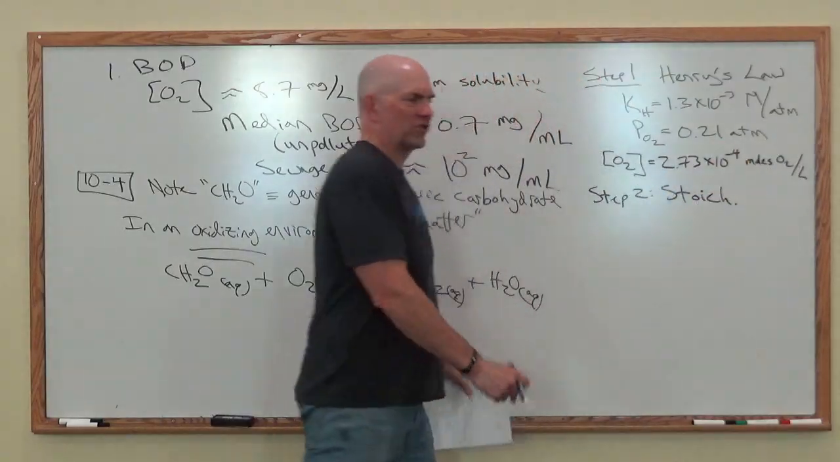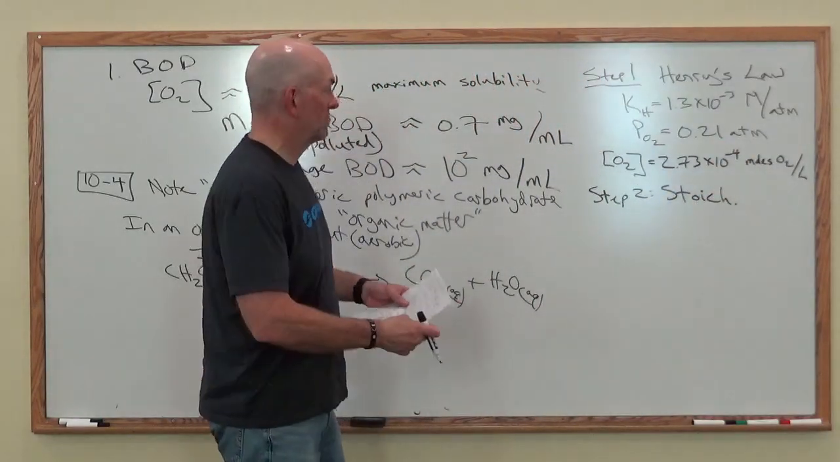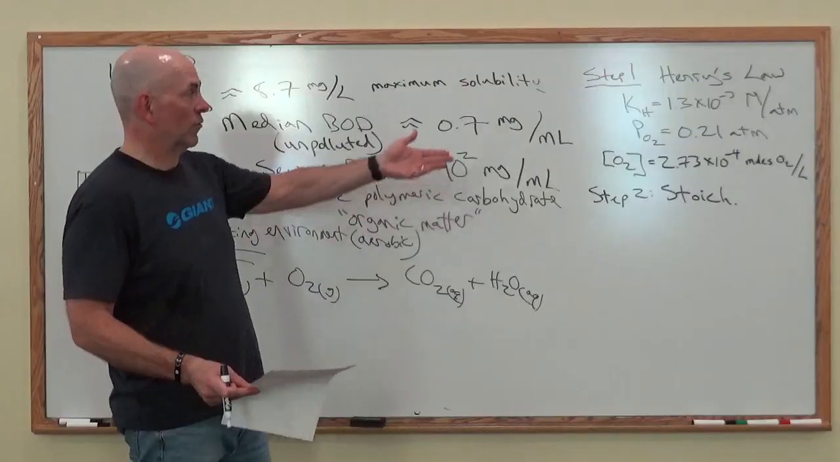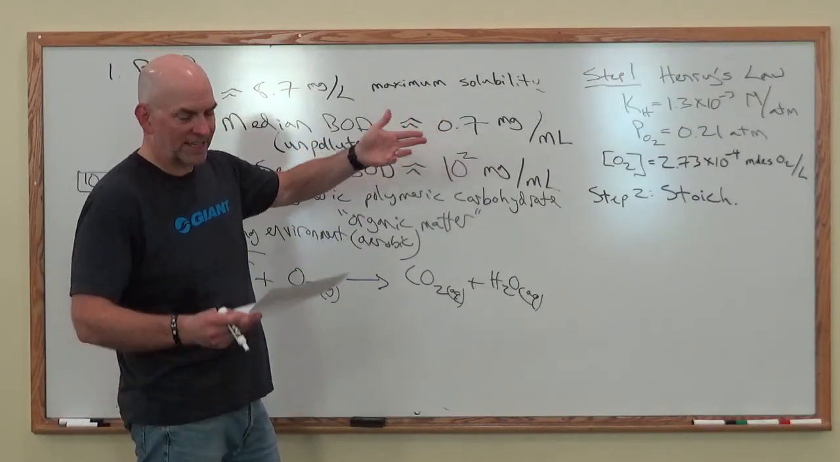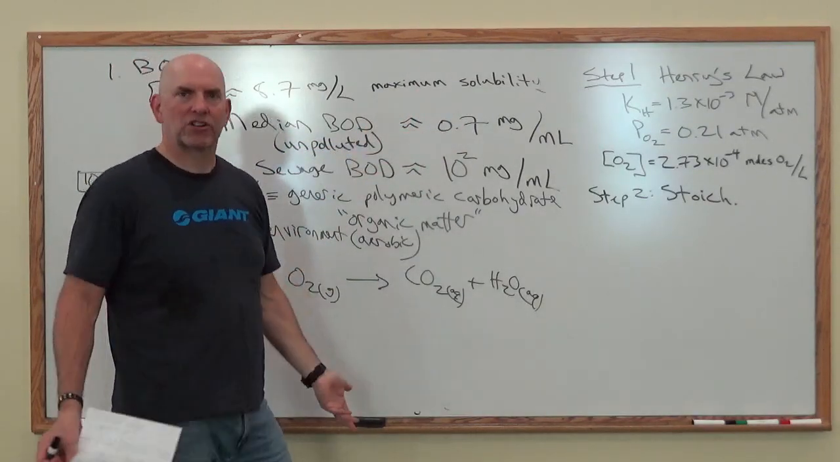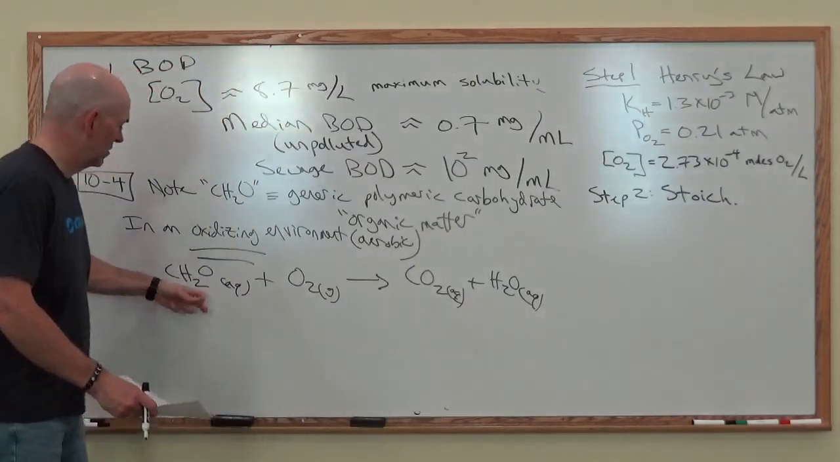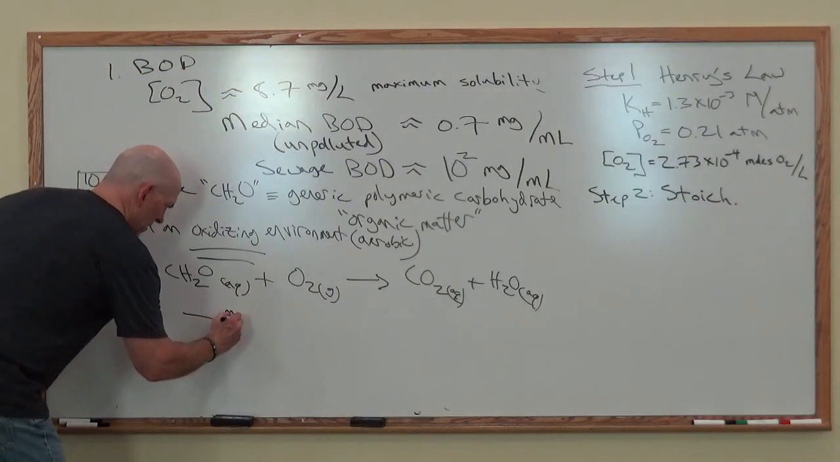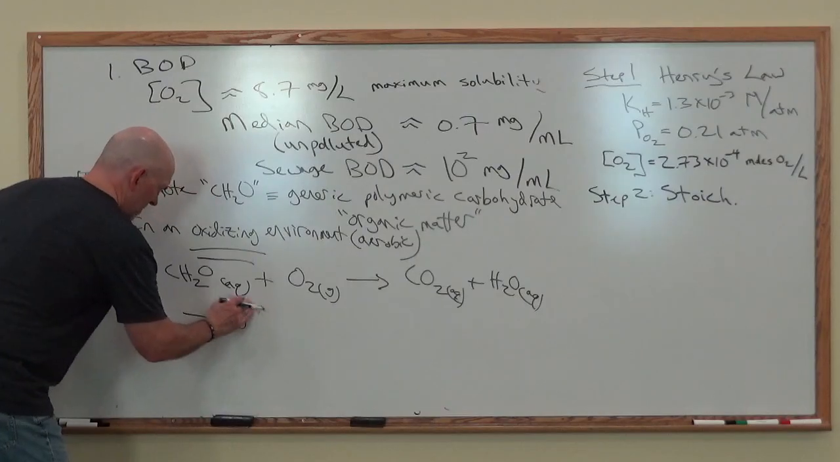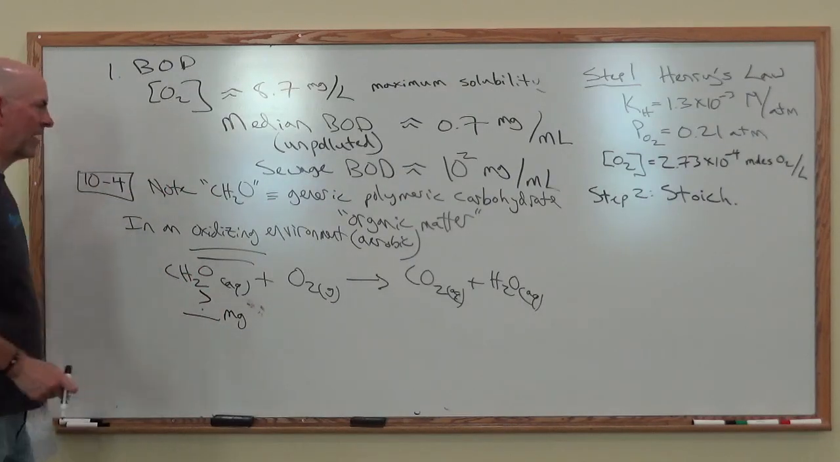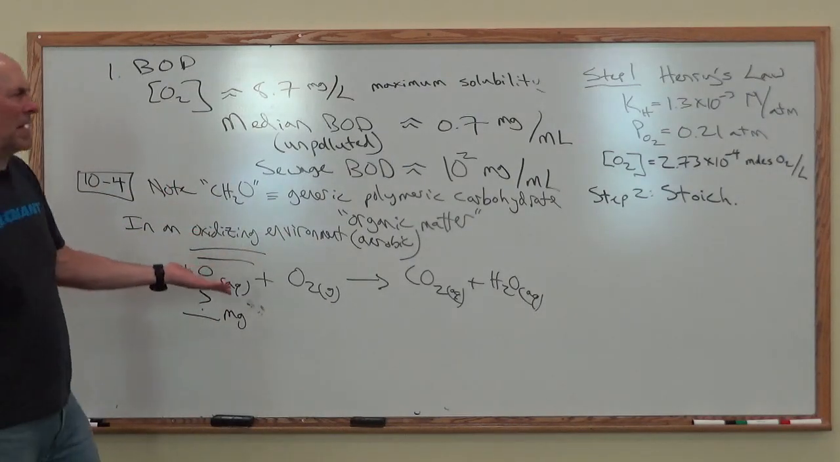So step 2: do the stoichiometry. I'll just map this out, and stop the video if you want to try it. So this is pretty easy. What are we trying to calculate? How many milligrams of organic matter? So we want to know how many milligrams of organic matter takes place here. Well, this may be straightforward.